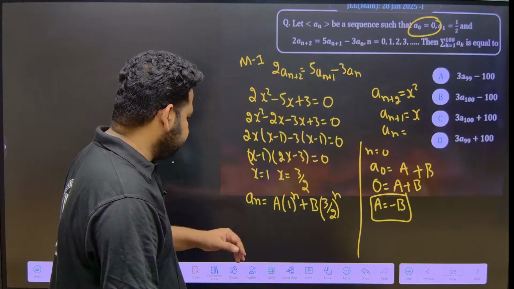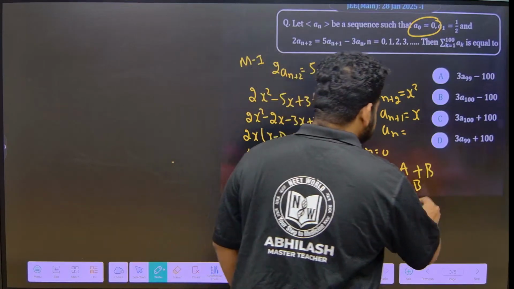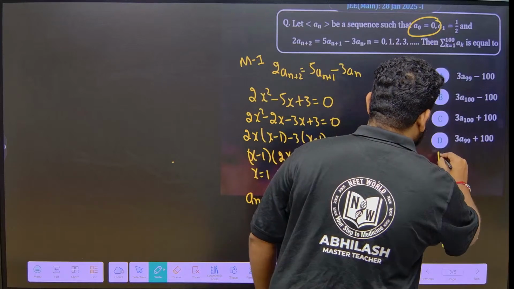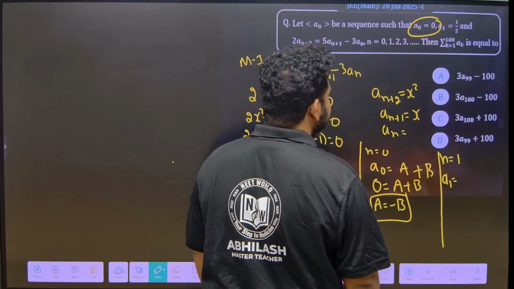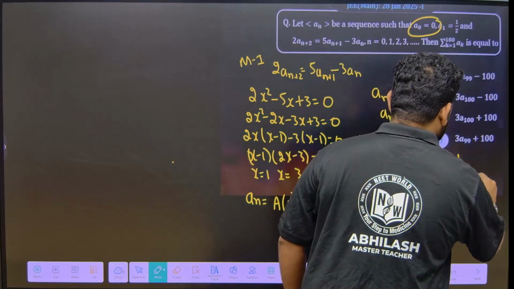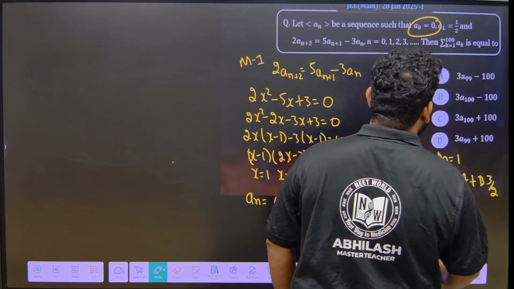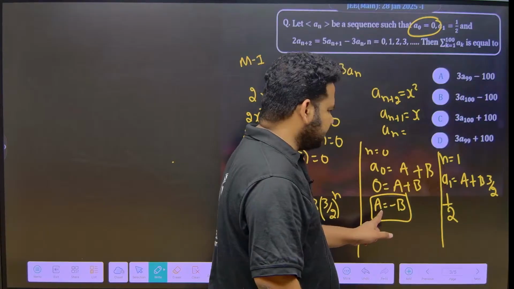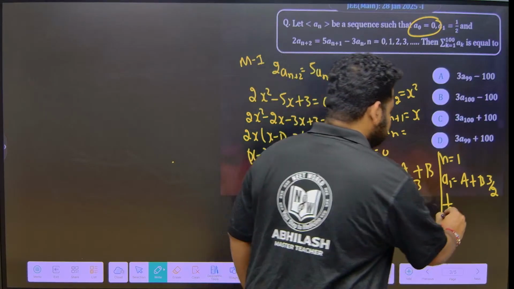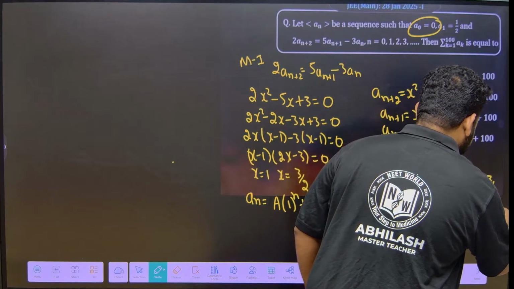Now further, if I put n is equal to 1, what will I get? I will get a1 is equal to a into 1, which is a itself, plus b into 3 by 2. So a1 the value is 1 by 2. But a is nothing but minus b. So instead of a, I will put minus b plus 3 times b by 2.